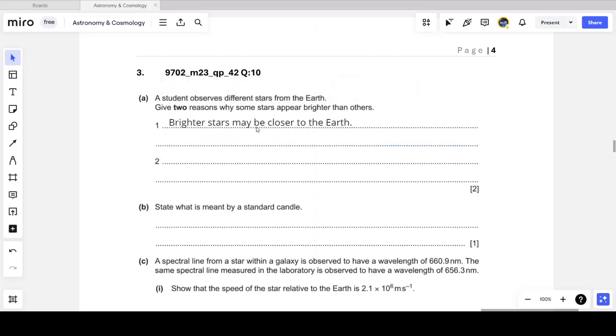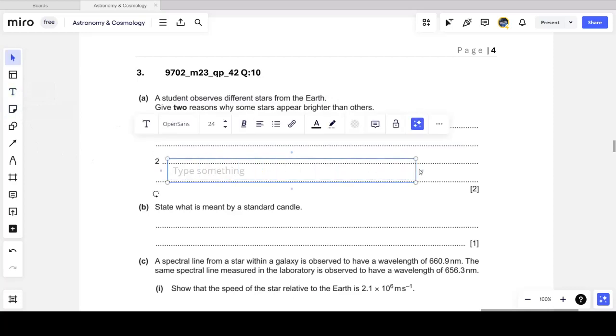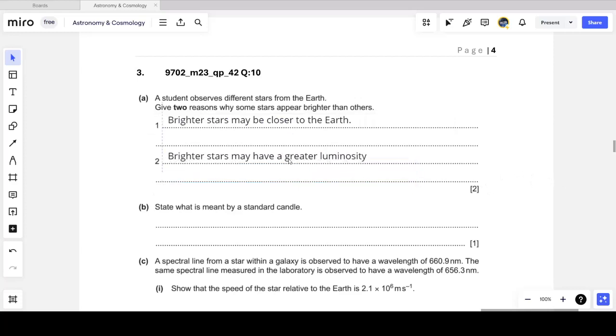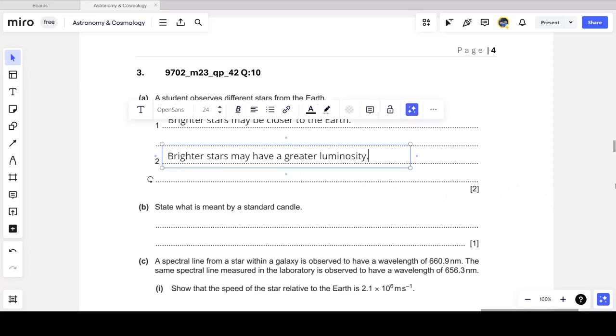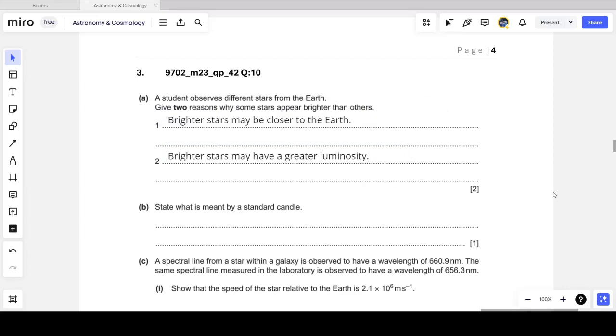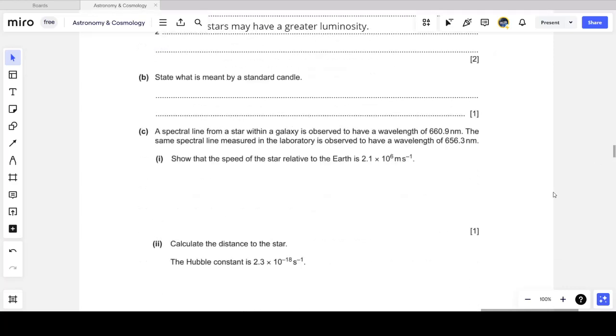But the other possibility is that the brighter stars are actually brighter. So how do we say that scientifically? The brighter stars will actually be giving off more power. So brighter stars may have a greater or higher luminosity, which is an actual quantity, a physical quantity that we can measure. So brighter stars may actually be giving off more energy, have a greater luminosity, or they may actually be closer to Earth, like any light source. So you didn't need to think too far out of the box to get that one.